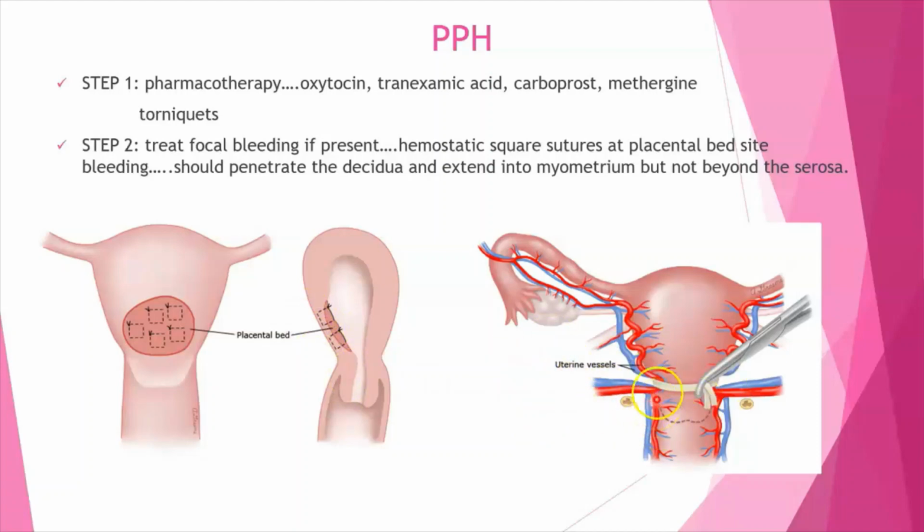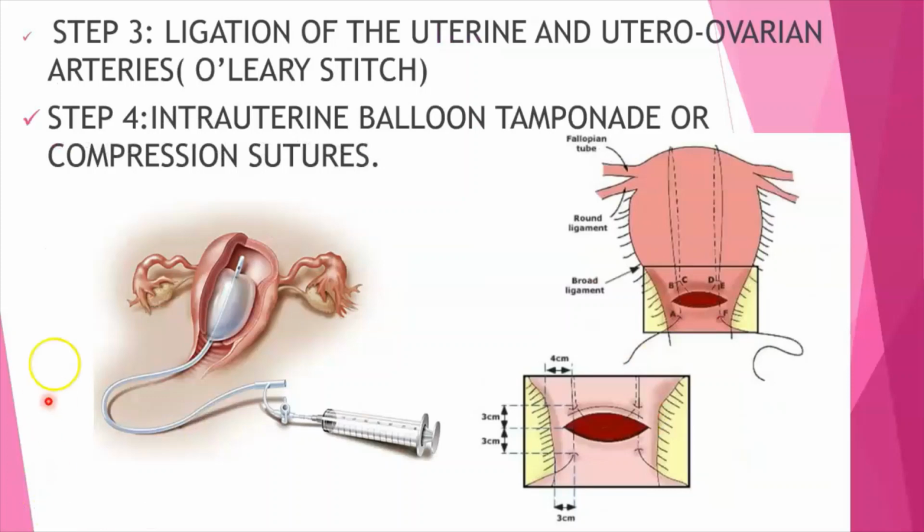And this is a tourniquet which compresses the uterine vessels. Step 3 is you can ligate the uterine and the utero-ovarian arteries by the O'Leary stitch method. Step 4 is intrauterine balloon tamponade, as you can see in this picture, or compression sutures. Friends, this is the B-Lynch compression suture.